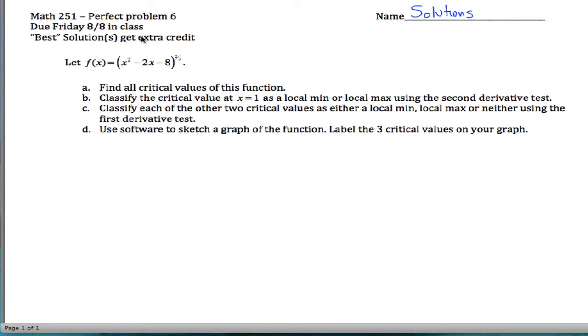Alright, here's solutions for perfect problem 6 from Math 251. Given a function, asked to find all critical values of the function.